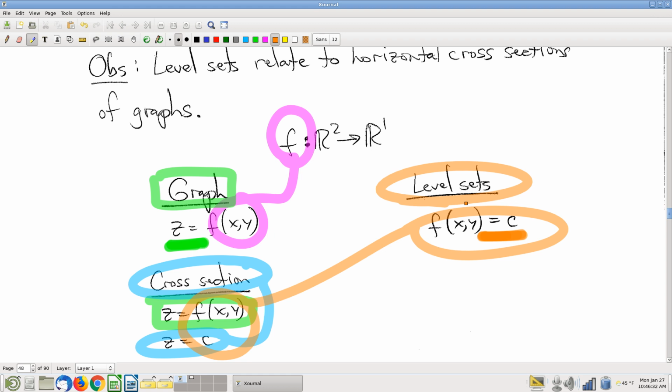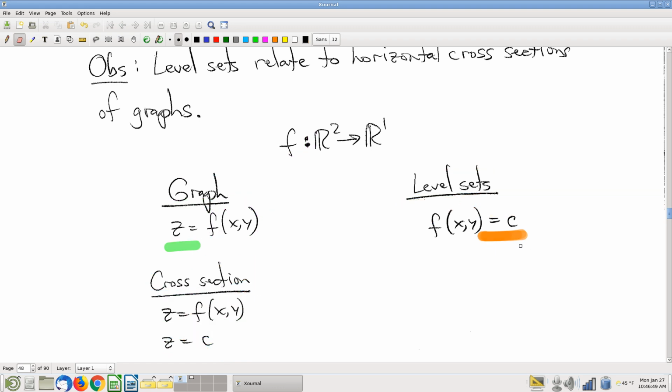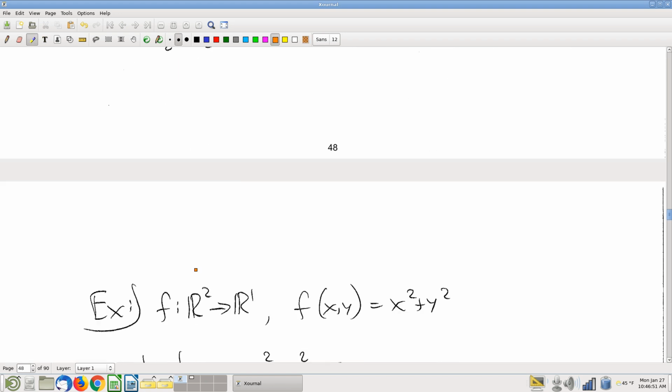You might even say, instead of horizontal cross-sections, a level cross-section of a graph. And I think that motivates the name. You might think of horizontal as being level. Anyway, whatever. So, neat observation. Let me show you an example. Let's get our hands dirty.